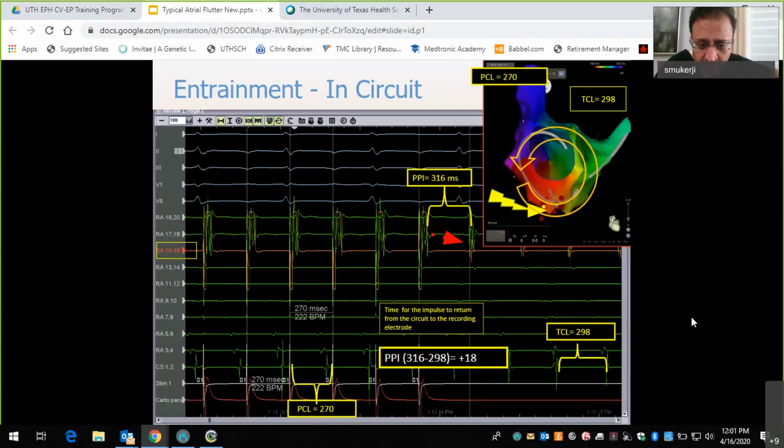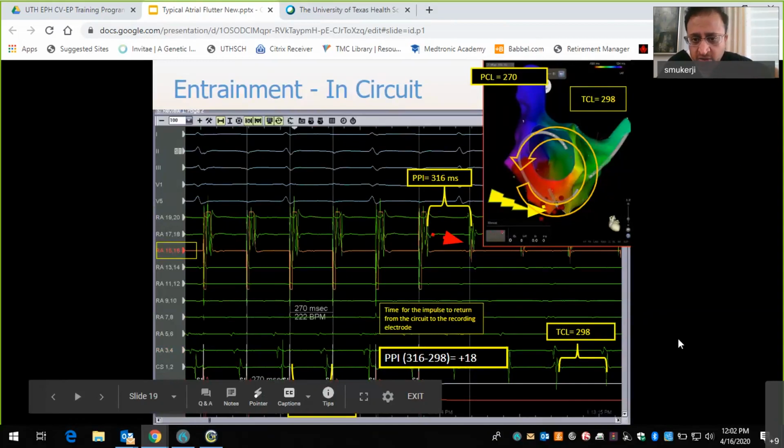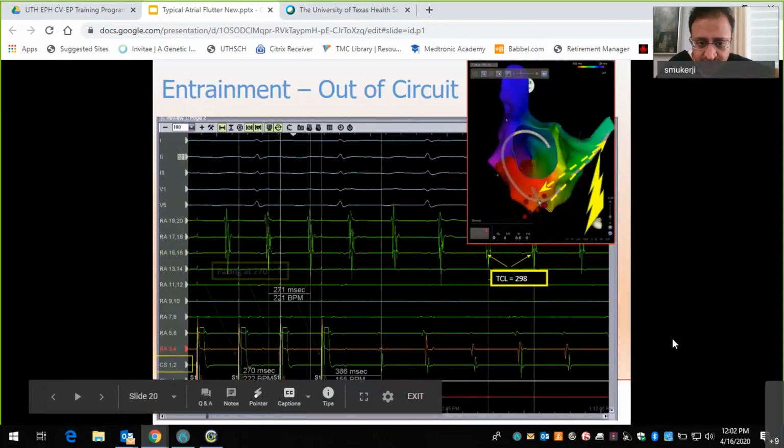So like I said, the tachycardia cycle length is 298, where the pacing cycle length is 270. We entrain, the PPI minus tachycardia cycle length is 316. When you do the math, it's within 30 milliseconds. So you know you're at the right spot.